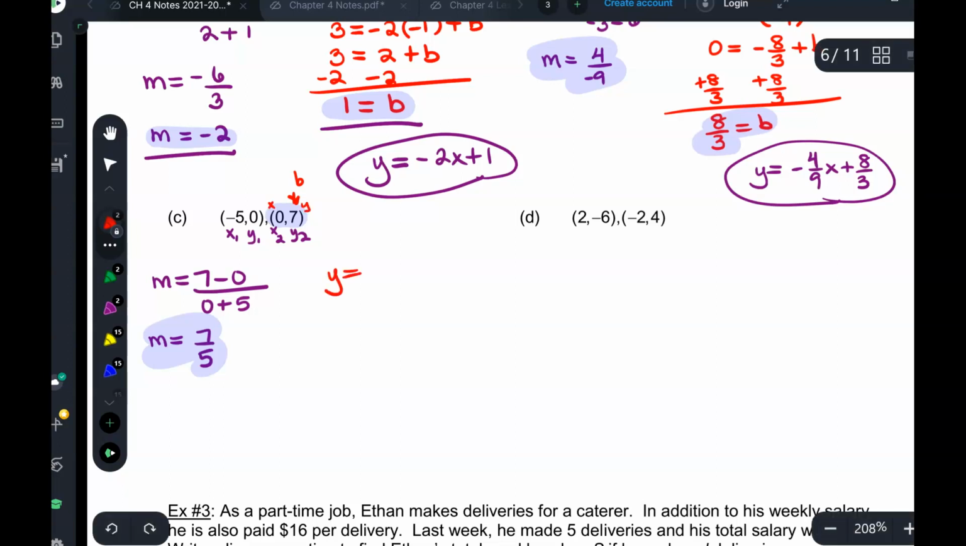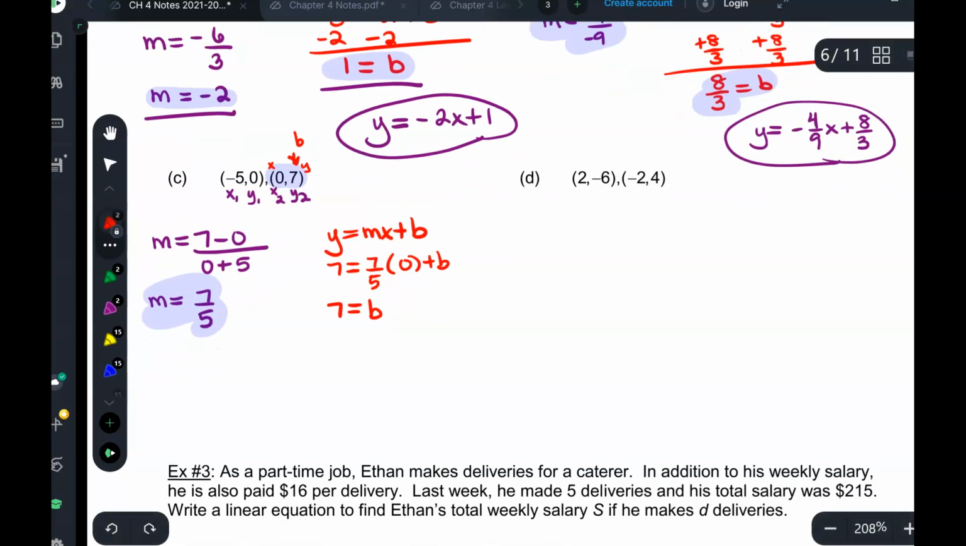Take a look at what happens when we plug into y equals mx plus b. We get 7 equals 7/5 times 0 plus b. Notice we'd end up with 7 no matter how we look at that problem there. Okay, and then we're just going to put that together, and we get y equals 7/5 x plus 7.